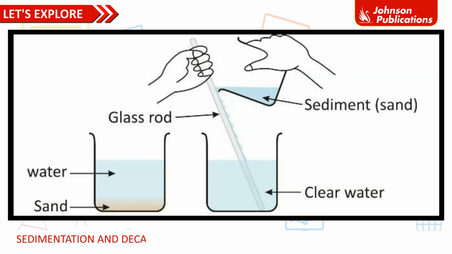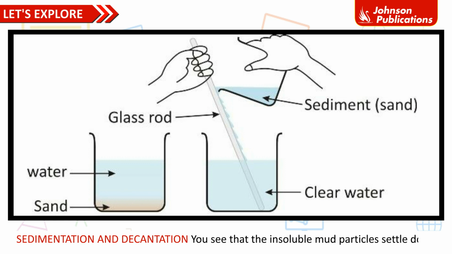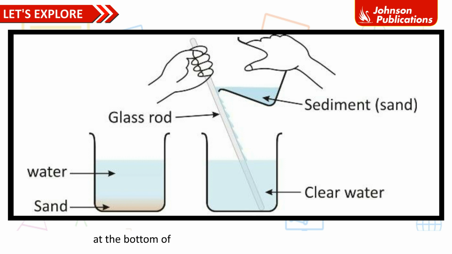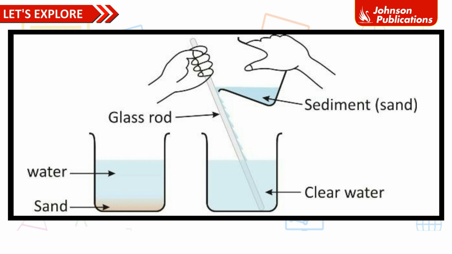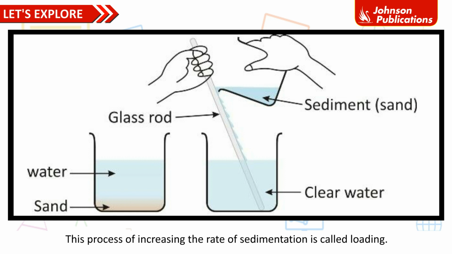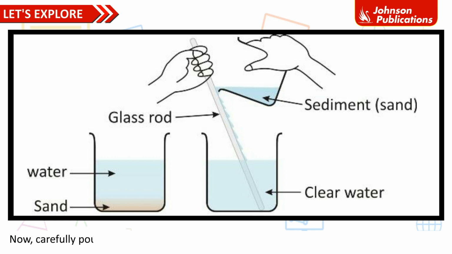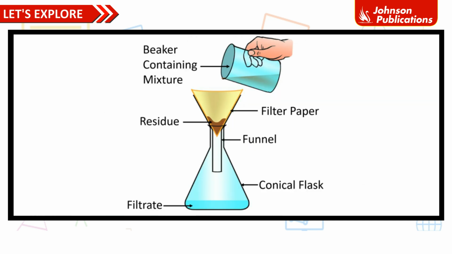Sedimentation and decantation. You see that the insoluble mud particles settle down at the bottom of the glass, leaving clear water at the top. This process is called sedimentation. Alum is used to improve the rate of sedimentation. This process of increasing the rate of sedimentation is called loading. Now carefully pour out the clear water into another glass. This process is called decantation.